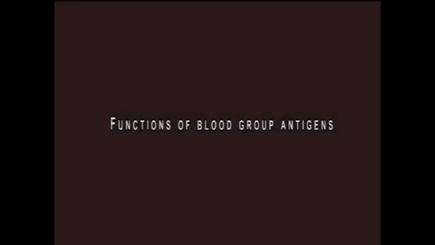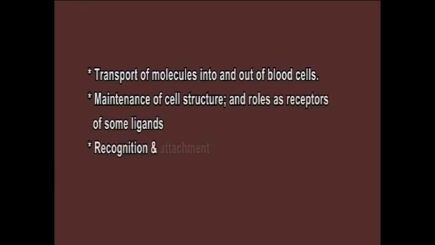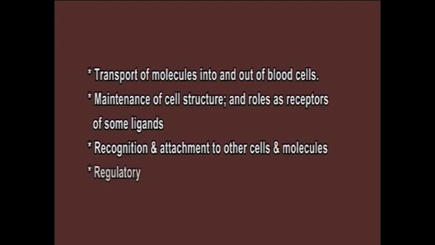Functions of the blood group antigens. The functions of many blood group antigens are not known with certainty, but they may play some key roles in maintenance of red cell morphology and viability, transport of molecules into or out of RBCs, and resistance to malaria in some ethnic groups. Let us now look at some important biological roles of blood group antigens. They mediate transport of molecules into and out of blood cells. They also have role in maintenance of cell structure as well as receptors of some ligands.